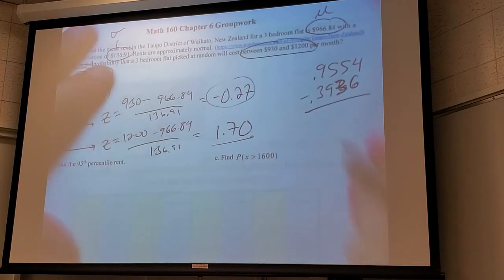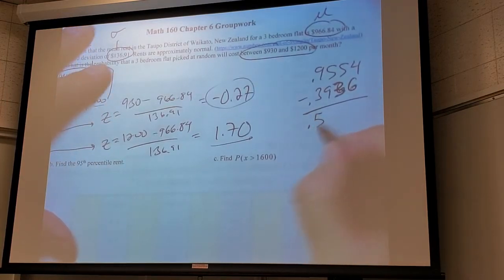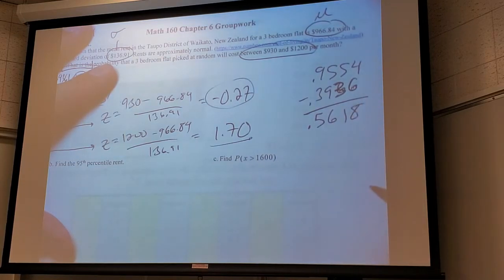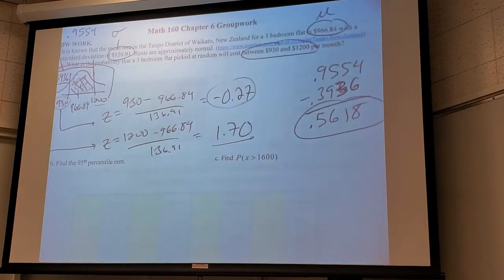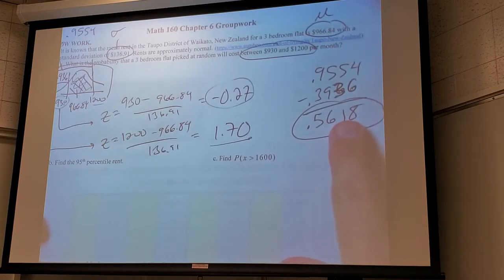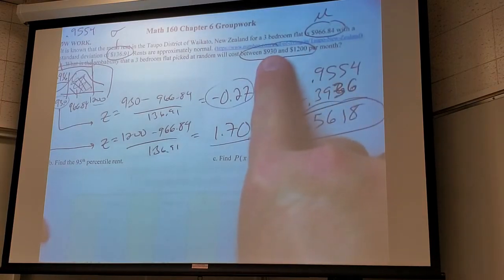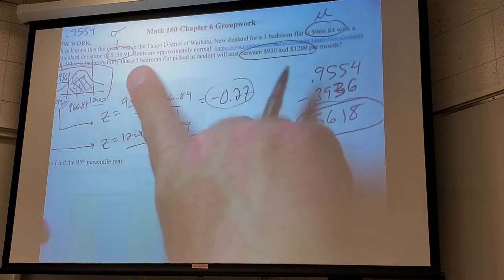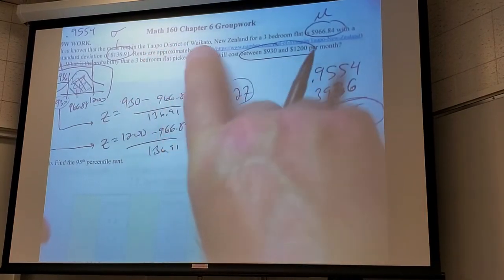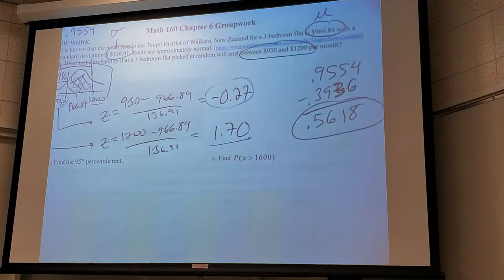Whatever this is, I don't know. Somebody can help me out. What's that? 5, 6, 1, 8? Is that what that is? Yes? Okay. So about a 56% chance that somebody would be paying between $930 and $1,200 a month for a 3-bedroom flat in the Taupo district of Waikato. Woo!